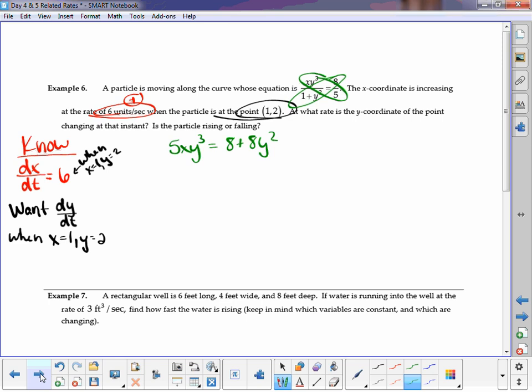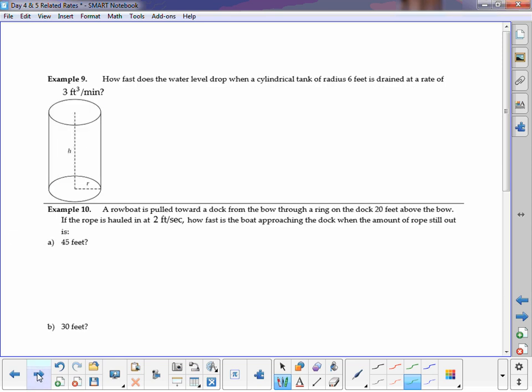So this would be what we're going to then do the derivative of, and then again specifically when x is 1, y equals 2, we can fill in stuff. Okay, I just want to make sure we have this set up for that. Let's now take a look at example 10. I want to make sure our setup for that is okay as well. A rowboat.